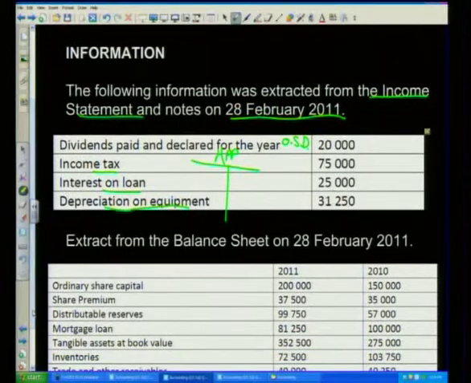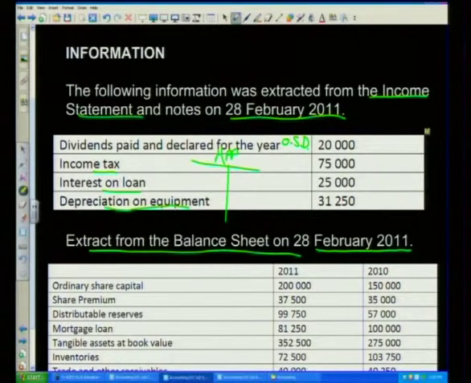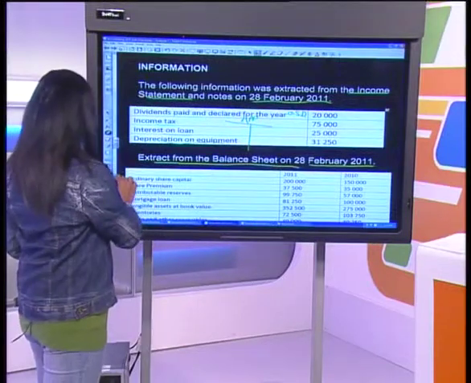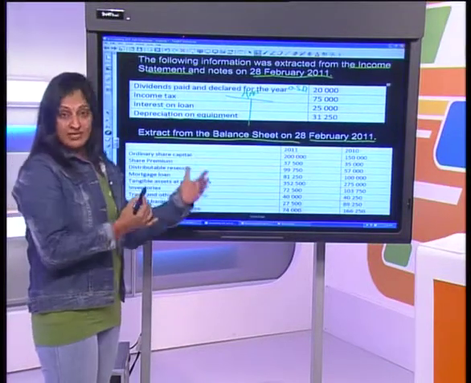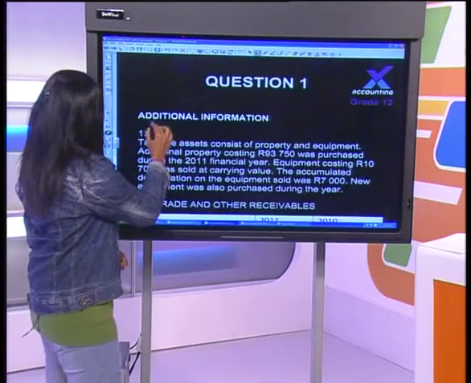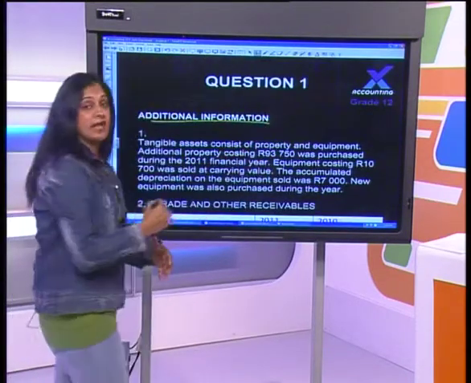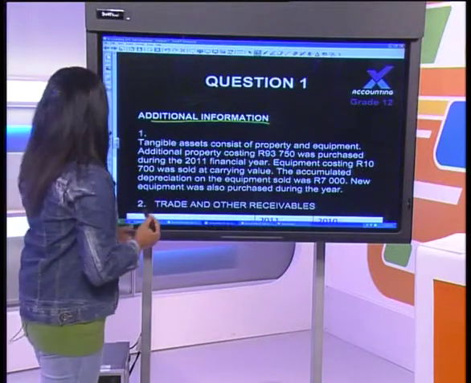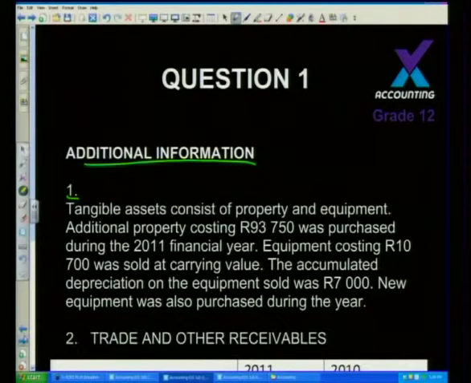As expected, we've got an extract from the balance sheet, again, at the end of the financial year, 28th Feb 2011. Guys, I'm not going to go through the entire extract, but we know for now that that info has been given to us. And then, if we move on, additional information, like with every cash flow question, we've got additional info 1. Tangible assets consist of property and equipment, so there's obviously no vehicles here.